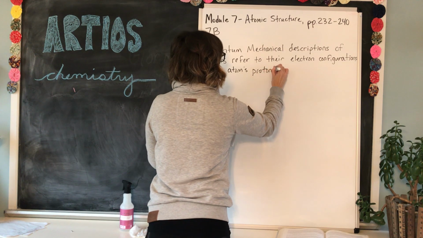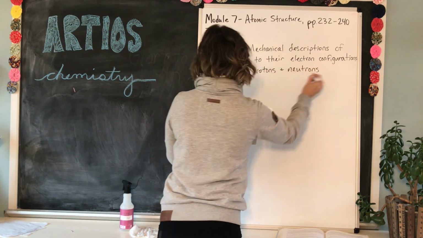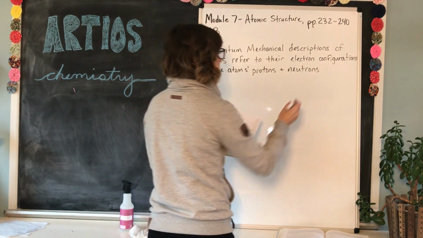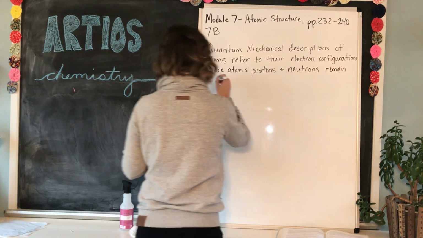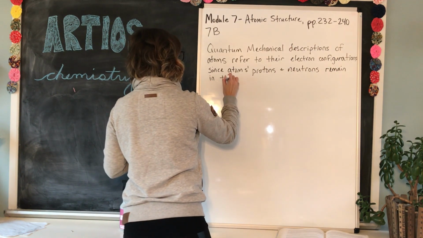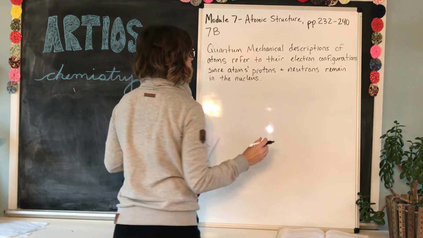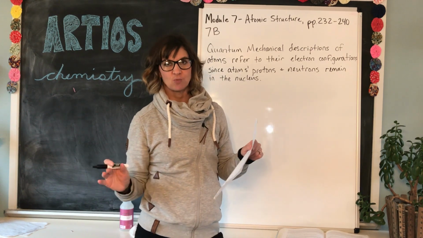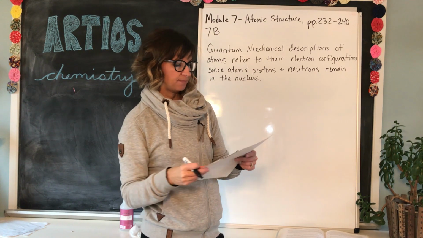protons and neutrons remain in the nucleus. That's just not interesting to always say, oh yes, there's protons and neutrons in the nucleus, so we don't even worry about it. We just talk about the electron configuration, meaning where are the electrons.